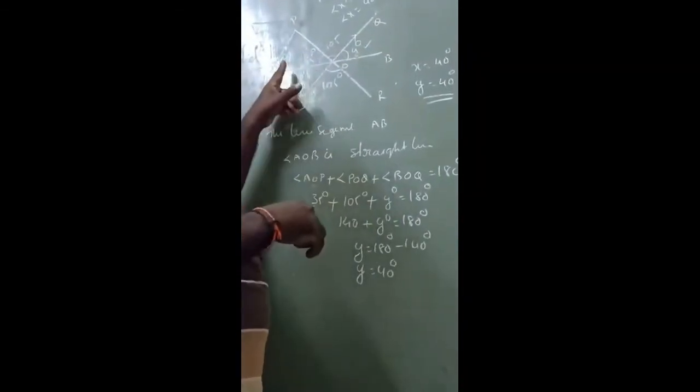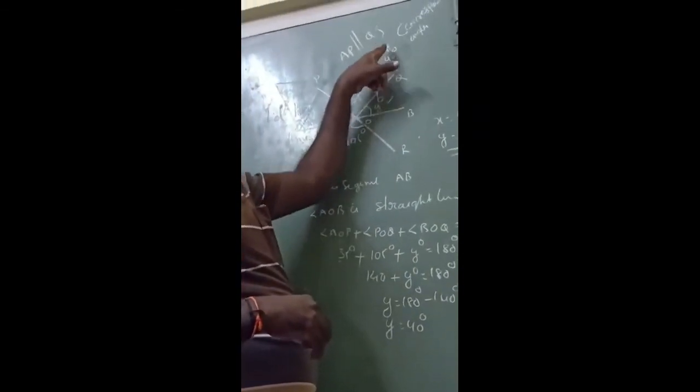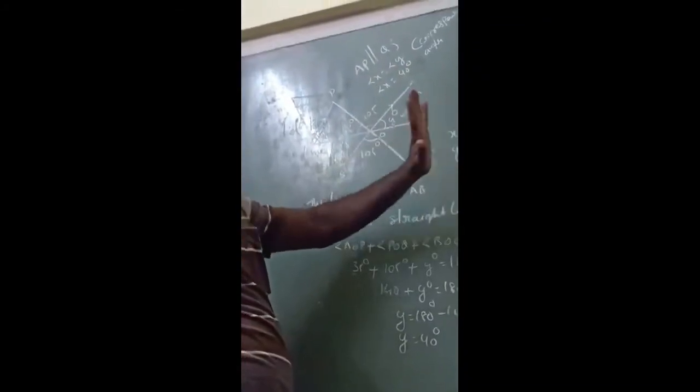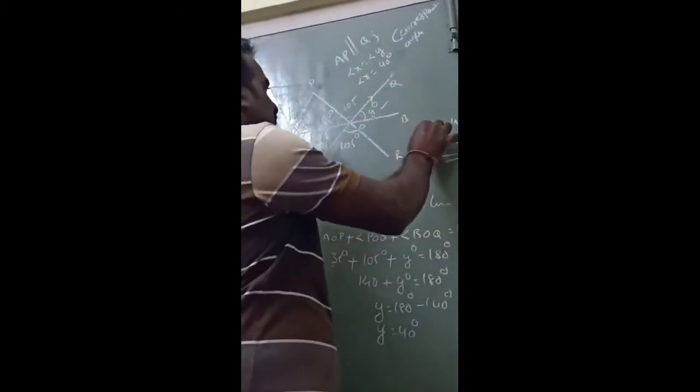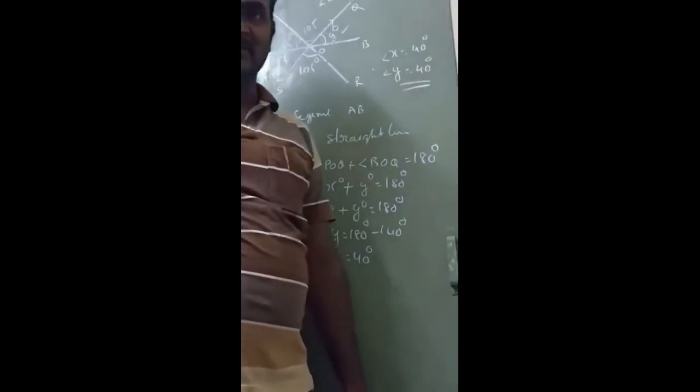Same side of the transversal. Angle x is equal to angle y. What is the value of angle y? Y is equal to 40 degrees. Angle x is equal to angle y, so x is equal to 40 degrees. Angle y is equal to 40 degrees. Okay students?